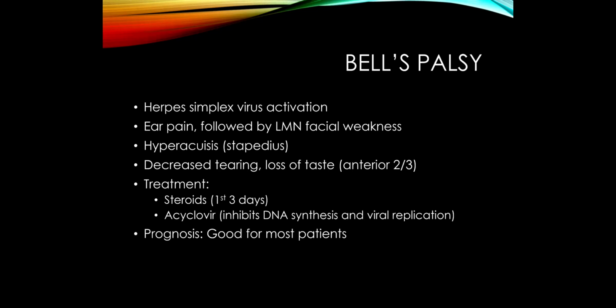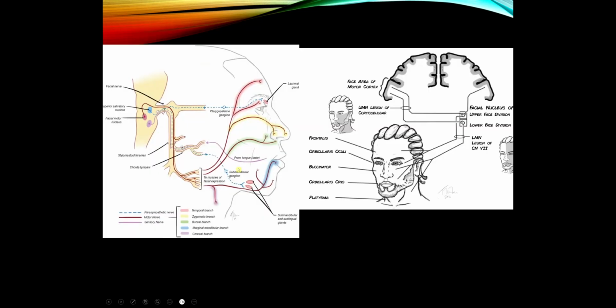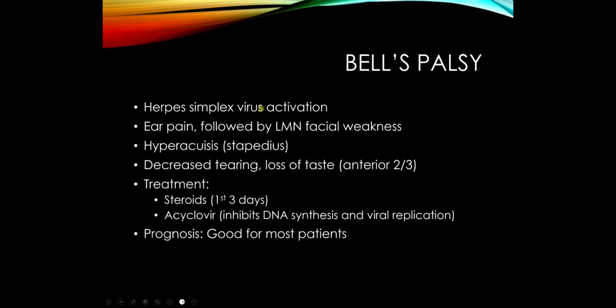Recall that the facial nerve supplies the stapedius muscle, which is important for dampening sound. So they're usually going to notice that sounds are a little louder in that ear. And because there is taste and also lacrimation, in fact here we can see the lacrimal gland supplied by the facial nerve, there will be some decreased tearing and loss of taste. The decreased tearing is important also because remember the facial nerve closes the eye. So acutely, these patients can't close their eye and they have decreased tearing.